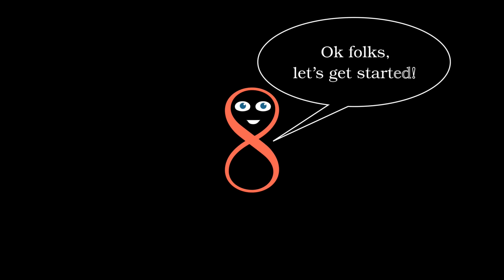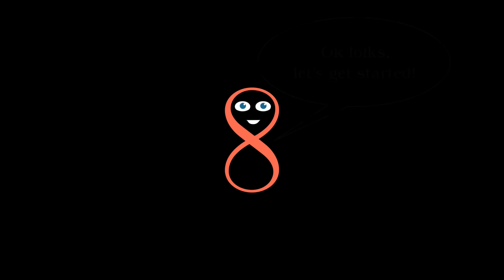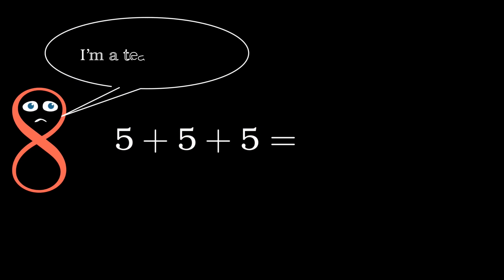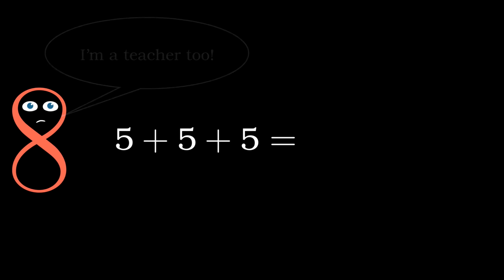You can think of multiplication as a special case of addition where you need to add the same number to itself many or just a few times. For example, 5 plus 5 plus 5 equals. As we usually do, we will use our friend to help us visualize the sum.